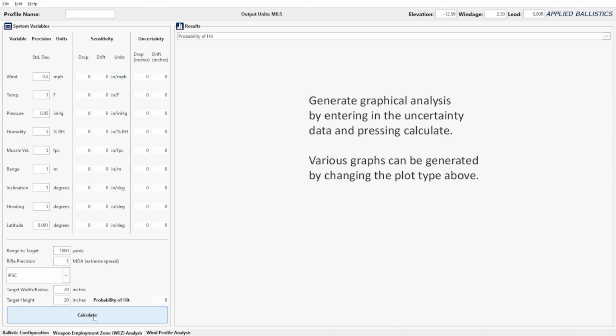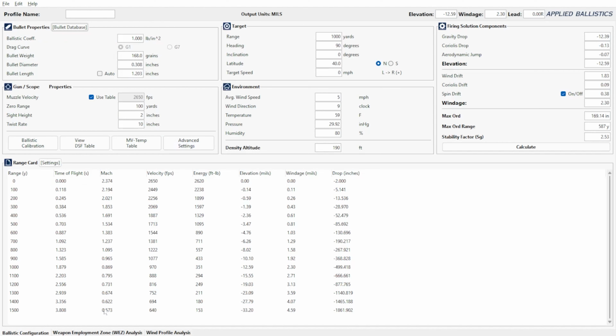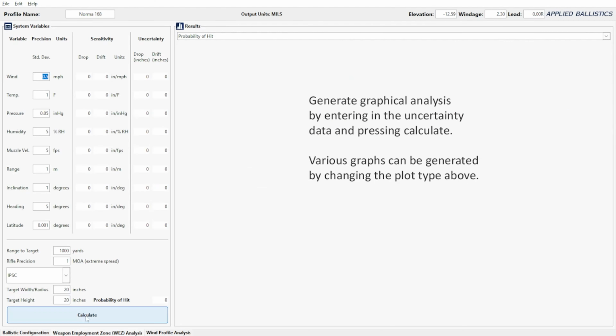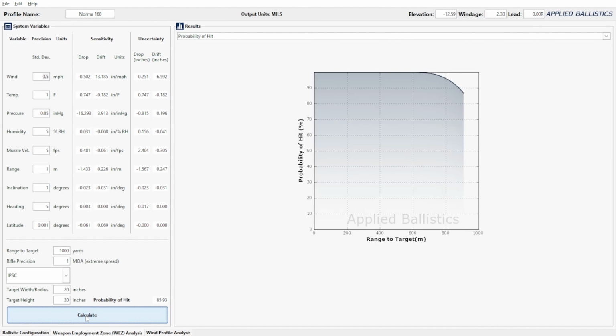So if we use these standard variables, based on all the ballistic information that we already put in here, with our Norma 168 grain bullet, we'll input that above just so we know what we're talking about, Norma 168. That way, if you save it, it will save this name as well, and you will remember what you were doing. And then we hit calculate.